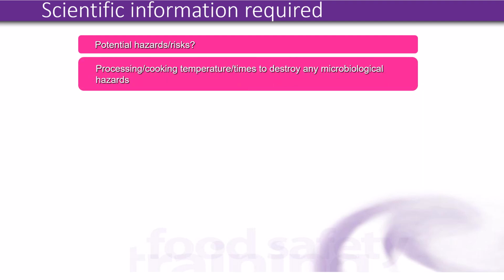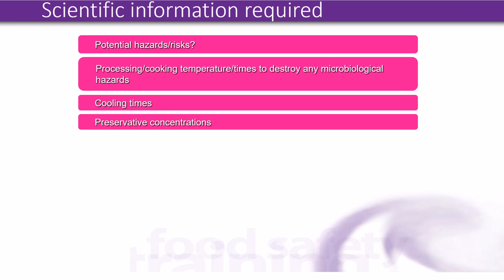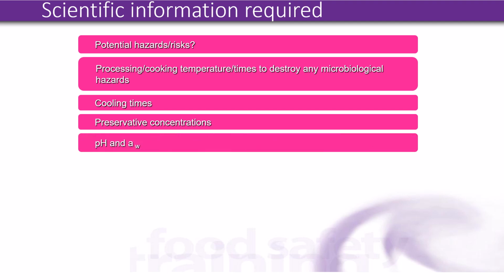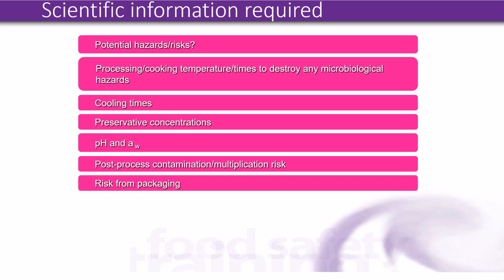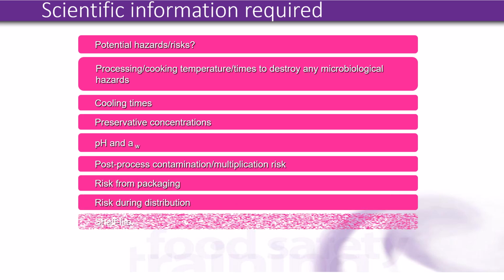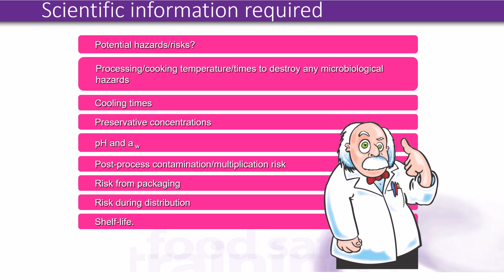Scientific information required: the potential hazards and risks, processing, cooking temperature, times to destroy any microbiological hazards, cooling times, preservative concentrations, the pH and AW. So pH is what we call the hydrogen ion content, or whether it's alkaline or acidic, and AW is the water content or moisture content. Post-process contamination, multiplication risk, risk from packaging, risk during distribution, and the shelf life of the product.